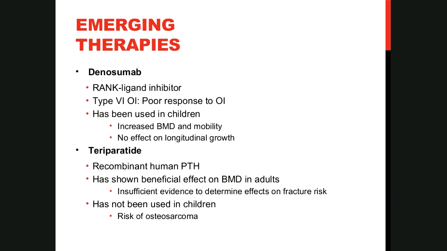There are a few emerging therapies out there. Denosumab, which is a RANK ligand inhibitor and also acts as an anti-resorptive agent, has been used in some children with type 6 OI, which tends to respond very poorly to bisphosphonates. There is not much data available on the use of denosumab, and so mostly it's been used as a compassionate therapy. But what little data we have did seem to support that denosumab increases BMD and mobility, though it had no clear effect on longitudinal growth.